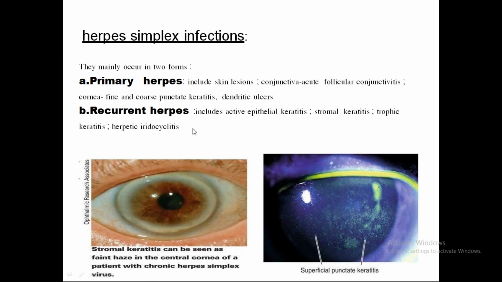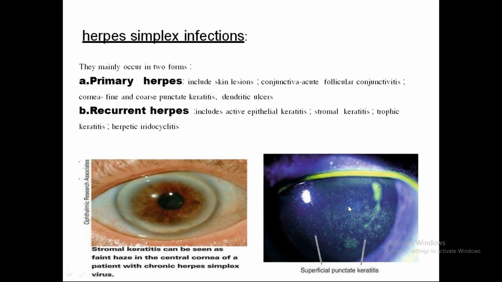So now this is all about herpes zoster. Now coming to herpes simplex infection. So herpes simplex can be primary herpes or secondary or recurrent herpes. So there are two forms. The primary herpes includes skin lesions, conjunctival acute follicular conjunctivitis, we can see in conjunctiva. In cornea, you can see dendritic ulcers or fine punctate or coarse punctate keratitis.